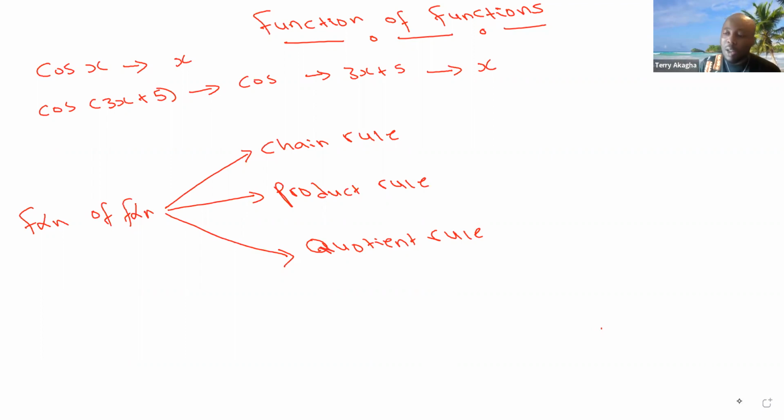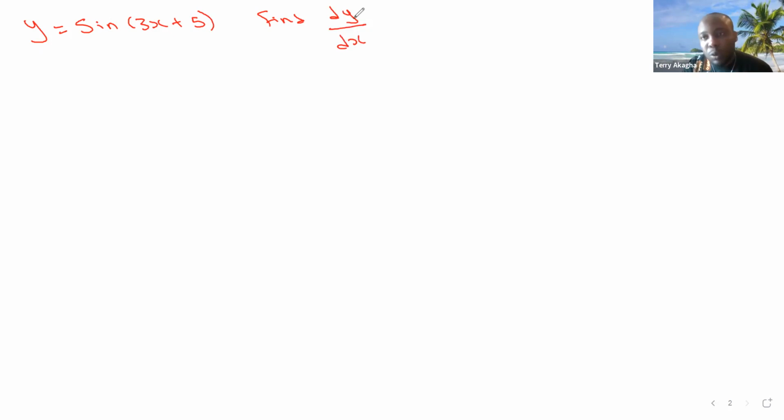Let me go to a new slide. So the chain rule: you use it for the functional function. Let's go back to that example. Let's say we have y equals sine of 3x plus 5, to make it easy. The word chain means that they're both linked together. We're told to find dy/dx for this, so we're told to differentiate this, and we want to use the chain rule here.